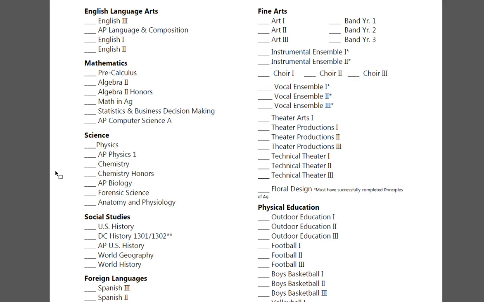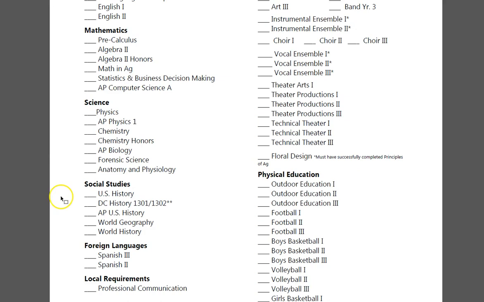AP U.S. History, again, you're going to have a summer assignment and you're going to have that AP exam at the culmination of the course in May. And again, AP is on that weighted scale. So if you have any questions about that or want a little bit more detail, please just stop by and let me know. So most people have finished up or are finishing up their Spanish credits.